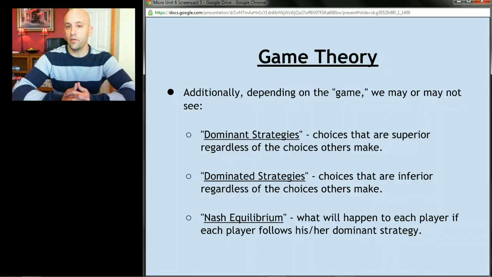And finally, we're going to be looking for something called the Nash Equilibrium. Now, this is named after a guy named John Nash, who won a Nobel Prize for game theory. And if you've seen the movie A Beautiful Mind, that movie is about this guy, John Nash. The Nash equilibrium is what is going to happen if each player follows their dominant strategy. So we're only going to see a Nash equilibrium if we can find a dominant strategy. If we can't find dominant strategies, there will be no Nash equilibrium in that particular game.